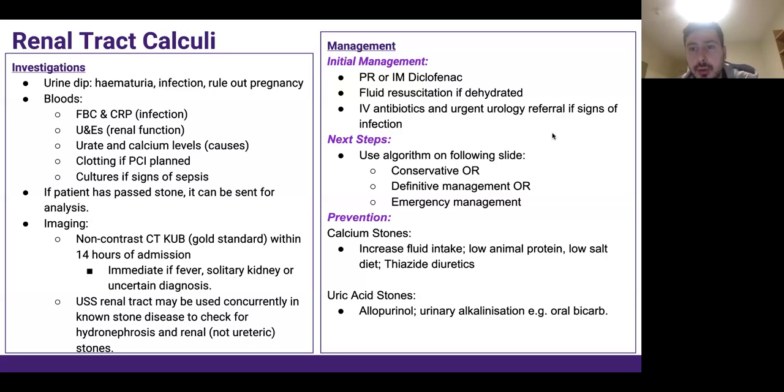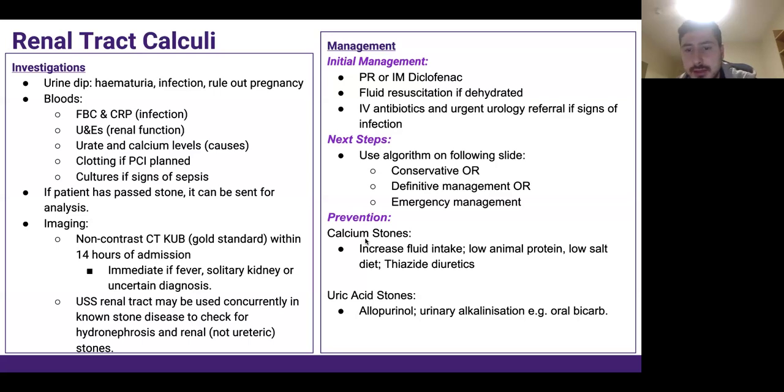Now, as with any management scenario, you first start with the things that are bothering the patient. So there'll be a lot of pain. Analgesia will be very important. If they're dehydrated and infected, you want to do the stuff you do in a normal A to E assessment, which is fluid resuscitation and IV antibiotics. And if they are in this difficult state, you'd want to urgently refer them to urology because they need to do urgent management to try and resolve this infection/obstruction.